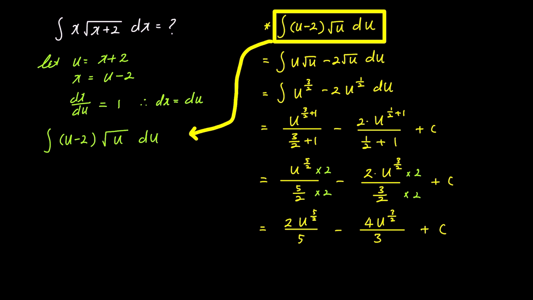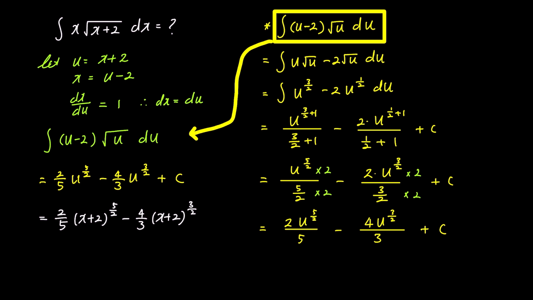As we did on the right, it was possible to simplify by expanding the parentheses and expressing it as independent terms of u. The result of this integral with the u-substitution is 2 over 5 times u to the power of 5 over 2 minus 4 over 3 times u to the power of 3 over 2 plus c, which matches the expression we obtained on the right. Now the remaining task is to revert u back to the terms involving x. Therefore, the final answer is 2 over 5 times x plus 2 to the power of 5 over 2 minus 4 over 3 times x plus 2 to the power of 3 over 2 plus c.